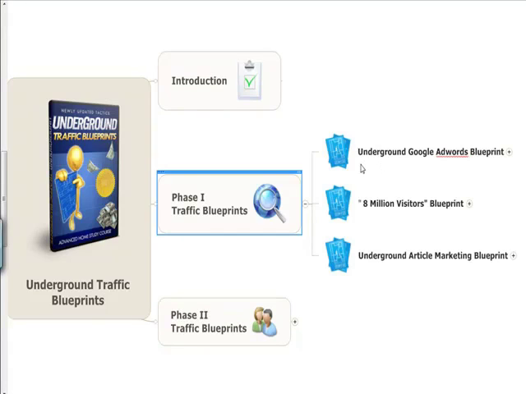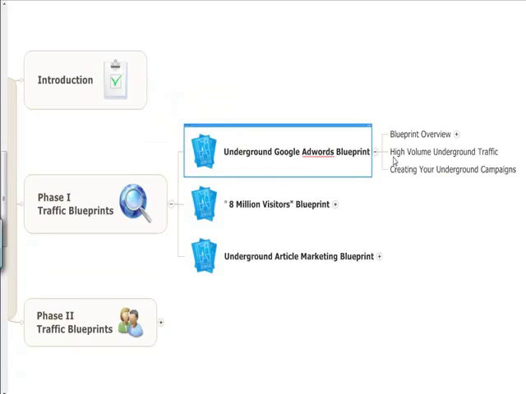So here we are, our first blueprint, the Underground Google AdWords Blueprint. In this blueprint, we're going to go over this strategy of how to leverage AdWords. I'm going to start off by showing you the results that we had with a similar test, and then we'll show you how to get this high-volume underground traffic, how to funnel it in and use it, because you can't just throw it at anything. You've got to really funnel this traffic in and make the most of it. Then we're going to show you how to create the specific campaigns the exact way that we did. So let's take a look.